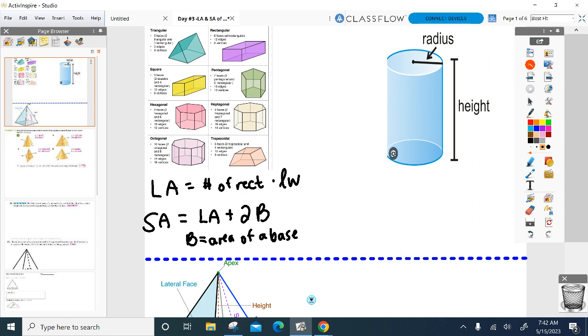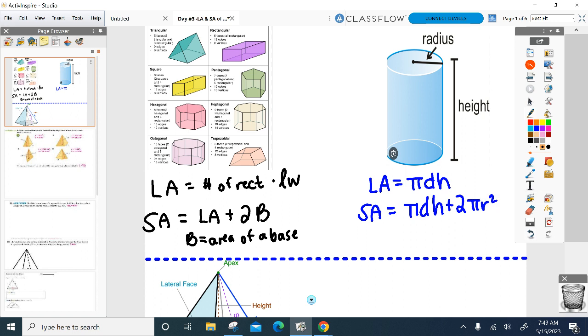Cylinders, these are actual formulas. A cylinder, I do have an actual formula for you for lateral and surface area. Lateral area, pi dh. Think of it as circumference times the height, pi dh. And then surface area, we put those circles back on. Here's my lateral area. Now I add on two circle bases, which each have pi r squared as their formula. So pi dh plus 2 pi r squared.